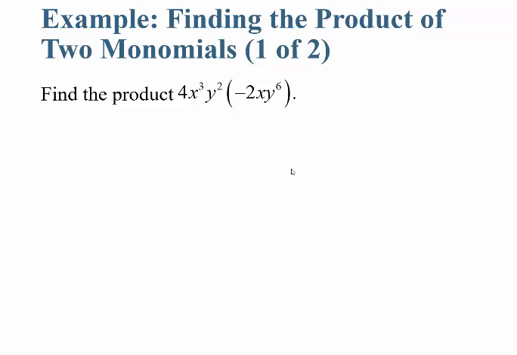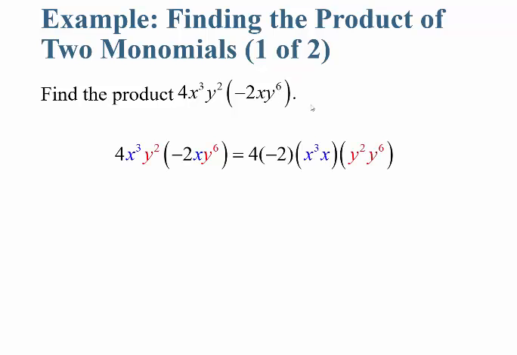All right, so what I want to do in this section is talk about finding the product of two monomials. So something like this. I have the monomial 4x cubed y squared times minus 2y to the 6th power. So here I'm just color coding what's common, like the coefficients, the x variables, the y variables. So I'm just going to rearrange them so when I multiply them, they're together. So 4 times minus 2 obviously gives me minus 8.